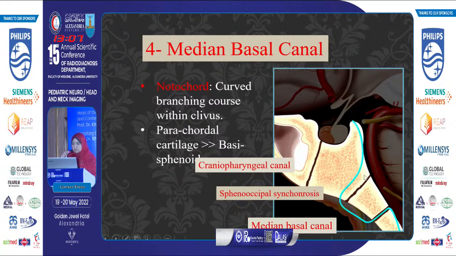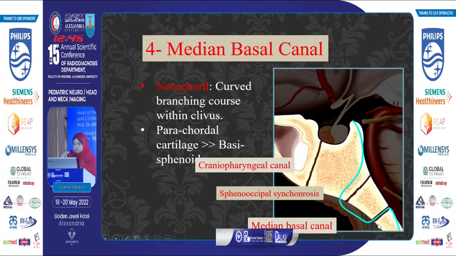This is related to the development of the notochord. Here, the three lines in order: the craniopharyngeal canal we have discussed, the sphenoid, and the median basal canal. This notochord is traced from the center of the vertebrae, coming here into the skull base, showing this curved pattern.